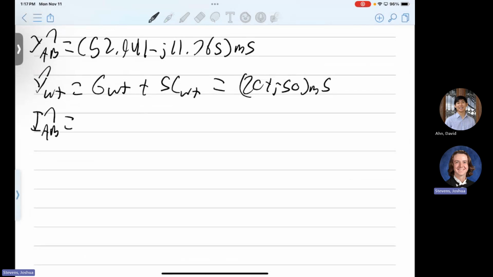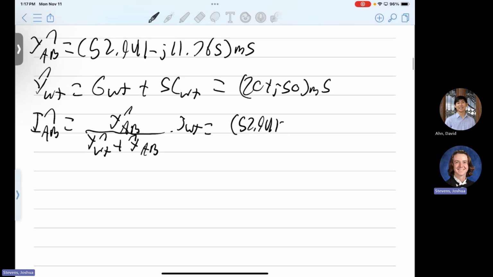So what I'm going to just call IAB is simply the admittance of what? Admittance at that terminal AB all over the total admittance at the whole thing, all multiplied by J omega T. We agree? Cool. So then we just substitute the values.